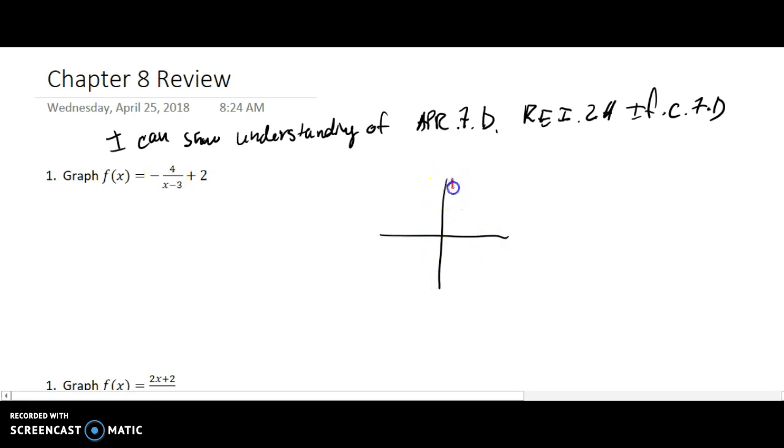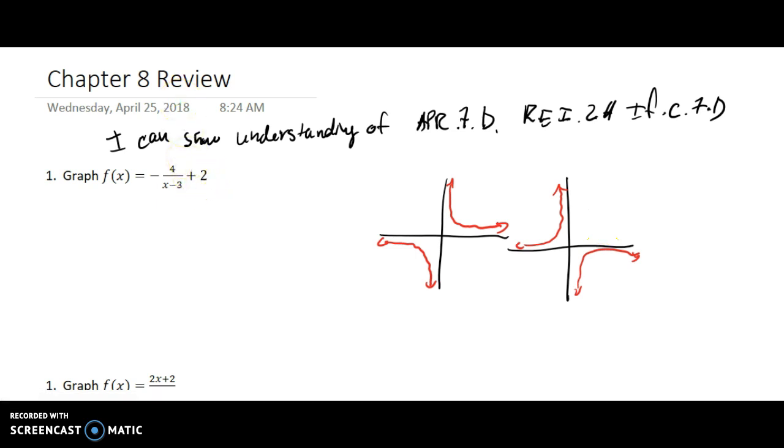You have to know how the shapes work. The shape's going to look like this, or it's going to look like this right here. It's going to switch around a little bit. Okay, so that's how the shape's going to look. It's going to have these asymptotes. So the first step is to identify these asymptotes. So we're going to take this right here, and that is our first asymptote.